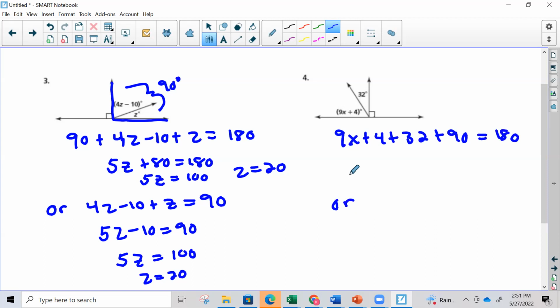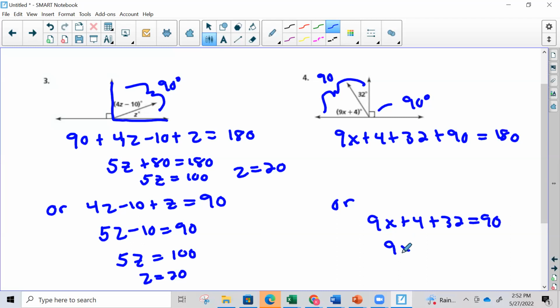Okay, or I know that these two angles are just 90 because the other part is 90. And again, we know that because this box means that it's 90 degrees. So I could do 9x plus 4 plus 32 equals 90. Okay, and you can solve either one.